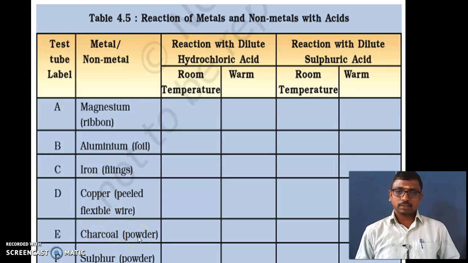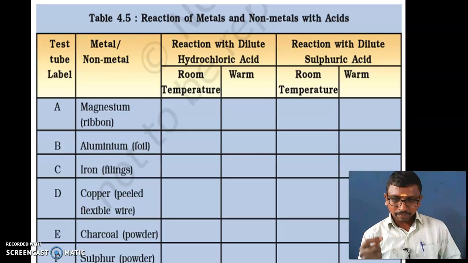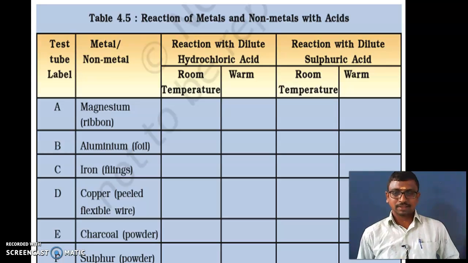Charcoal powder. In charcoal powder, what is there? Yes, carbon is there. Is carbon a metal or non-metal, children? Yes, it is a non-metal. And next is sulfur powder. Is sulfur powder a metal or non-metal? It's a non-metal. So first, reaction with dilute hydrochloric acid.